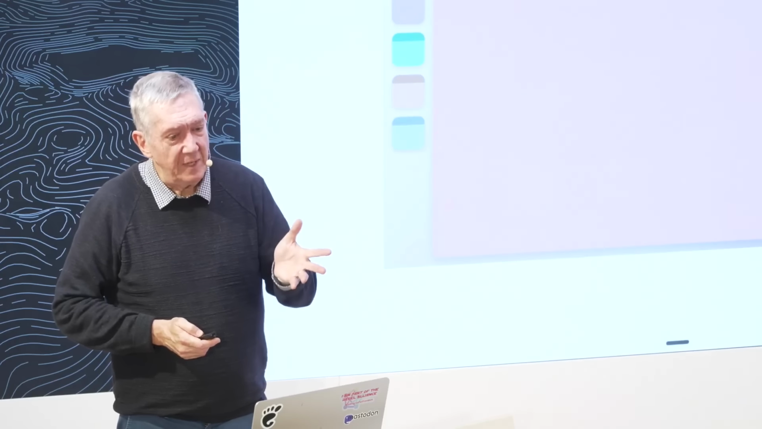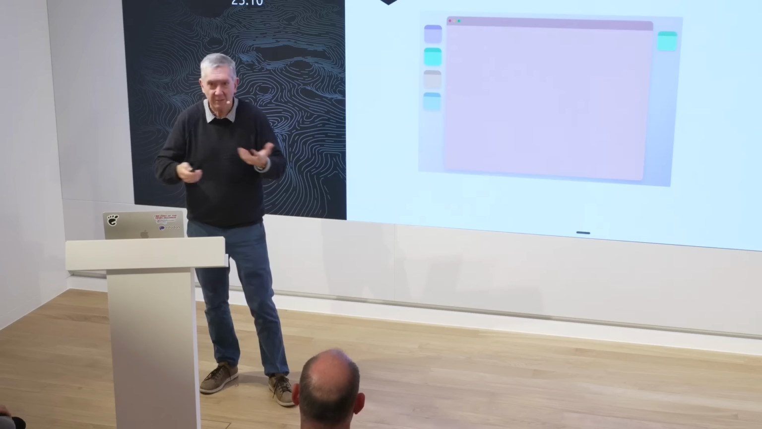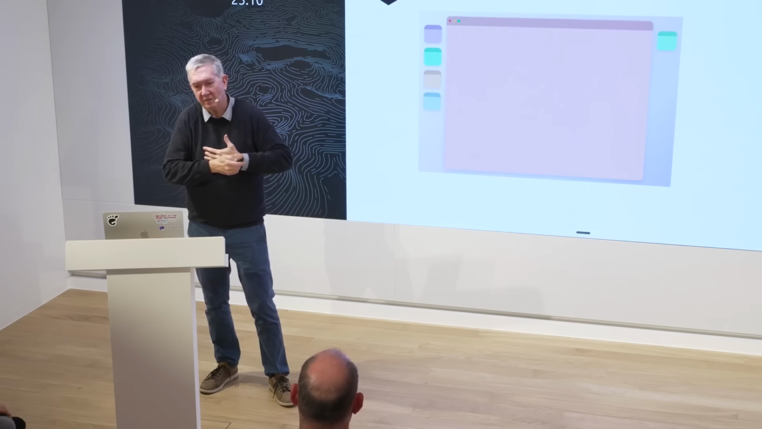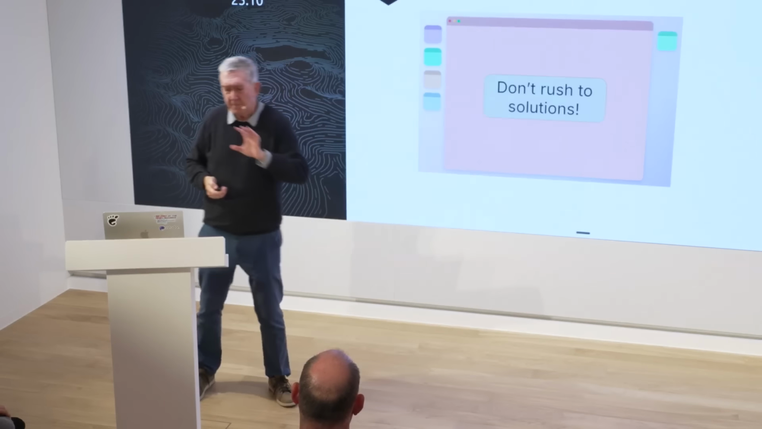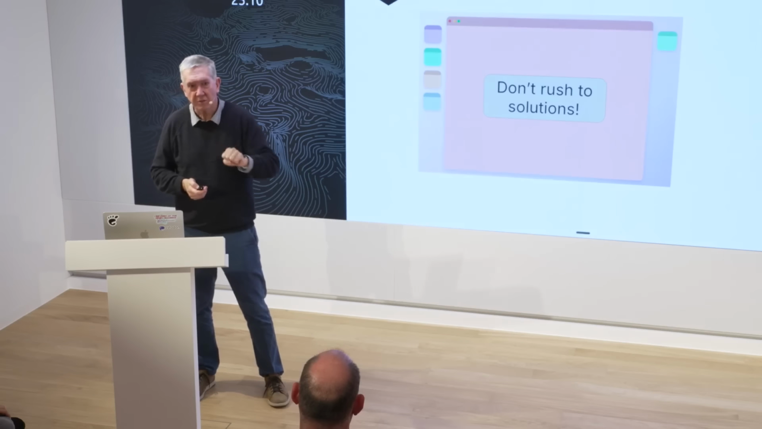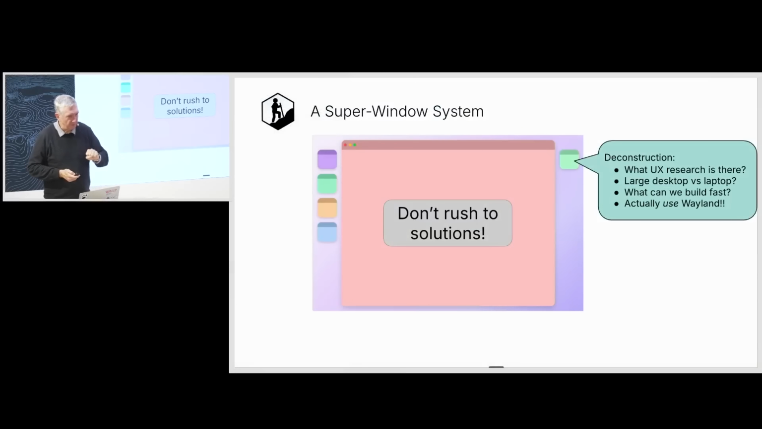The more medium thing would be a super windowing system. And I don't mean a 37th windowing system. I mean something that actually colors outside the lines, that talks about effectively how users flow with their data through history and data and files and time. And it's important that you don't rush to solutions on this one, right? What user research is there? Can we talk about the problems that people are having with file management and version management and application management? And then what can we build fast?